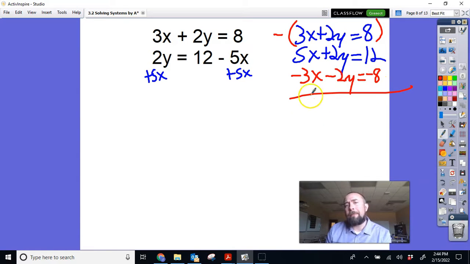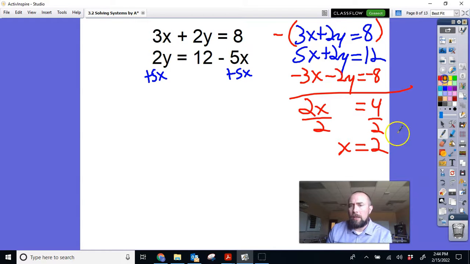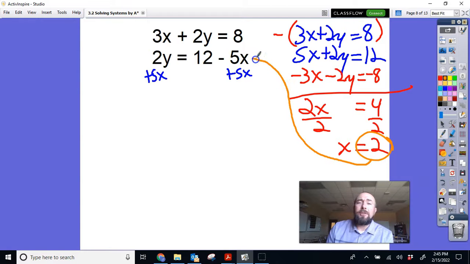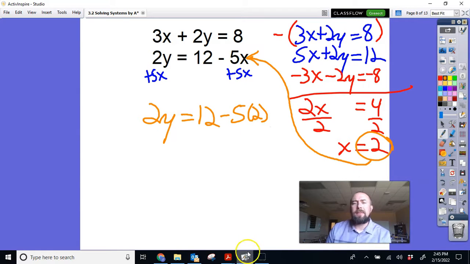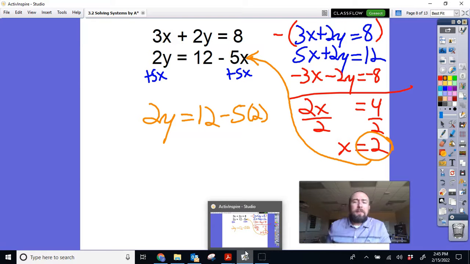All right, so let's finish this out. 5x and negative 3x is 2x. The y's cancel out. 12 and negative 8 is 4. You get 2x equals 4, divide by 2, and that gives me x is equal to 2. Again, now I can take this and plug it in to find y. I suggest going all the way back to the original, because that gives me an easy place to plug in 2 for x and get y. It doesn't mean it's the easiest, and it doesn't mean it's the one that you have to use. You can decide. It's up to you.